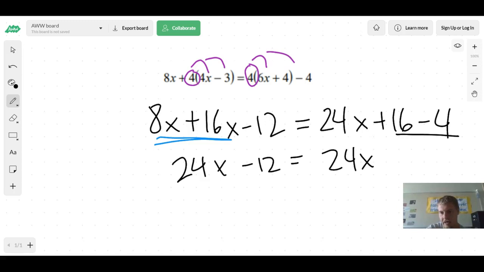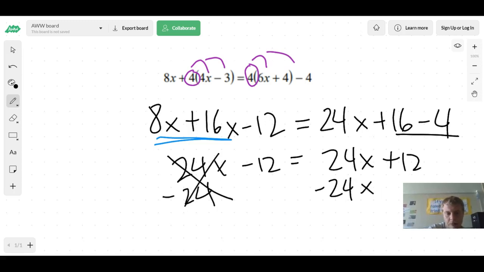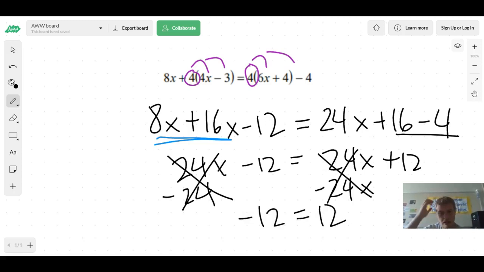And then we could just add these things together. So that would be just a plus 12. And from here, what we would get is we could subtract 24x from both sides, and subtract 24x right here. Both these things will cancel, and we'll get negative 12 equals 12. And we know that that is not true, so this would be no solution.